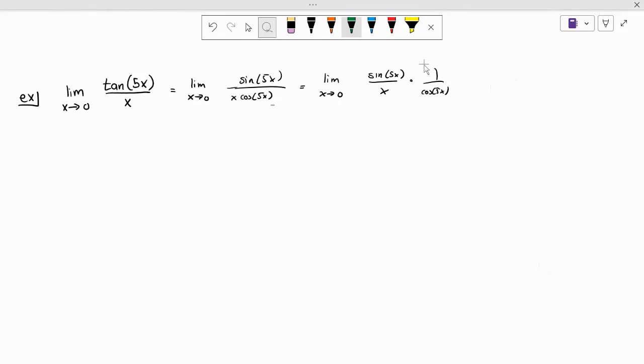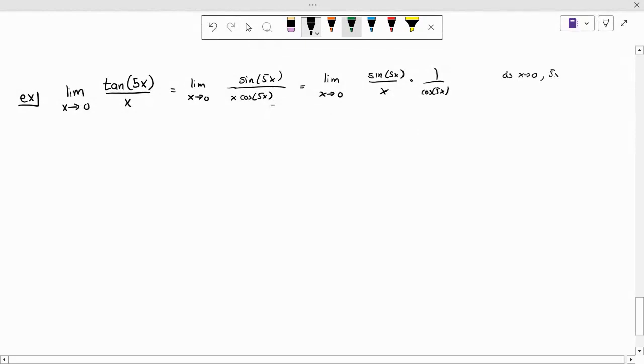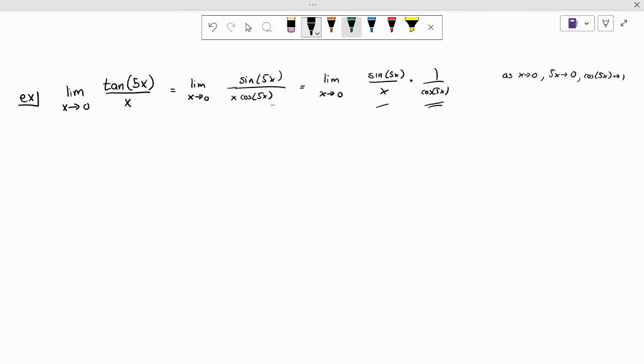And we note that this factor is not really an issue as x goes to 0, because as x goes to 0, 5 times x also goes to 0, and cosine of something that goes to 0 is something that goes to 1. So this factor is not a problem. We're just going to get 1 divided by 1. It's the first factor that's an issue, in the sense that if you evaluate directly, you get 0 over 0, but we see that we can use our special trig limit.